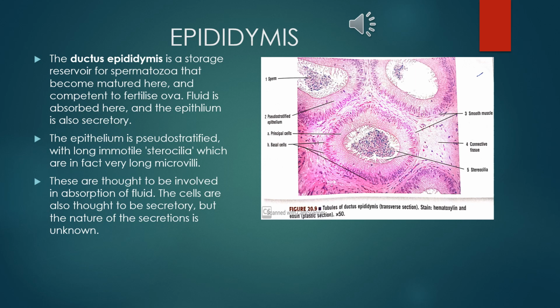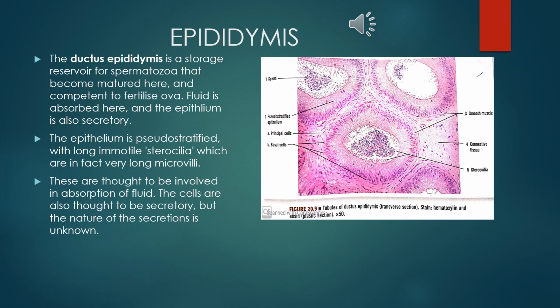Epididymis, we've seen that it consists of head, body and tail. And the body and the tail consist of the duct of epididymis. The ductus epididymis is a storage reservoir of spermatozoa. Then these spermatozoa mature here and they are competent enough to fertilize ova. So fluid is absorbed here. So the epithelium here is secretory.